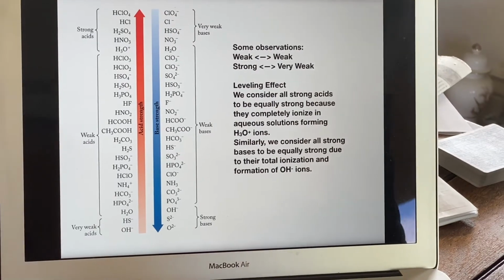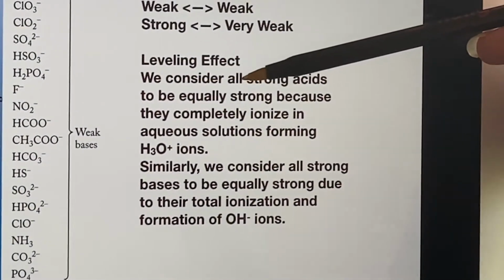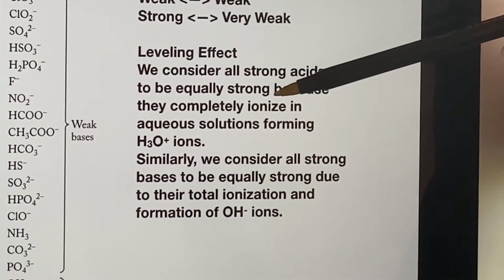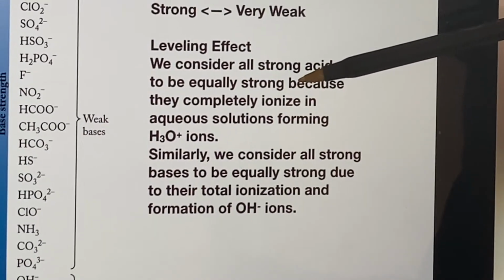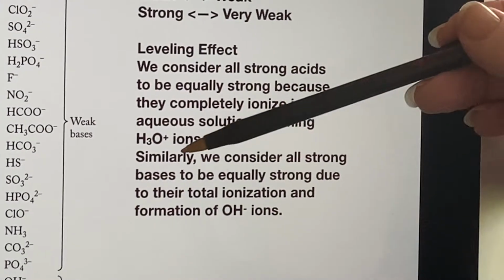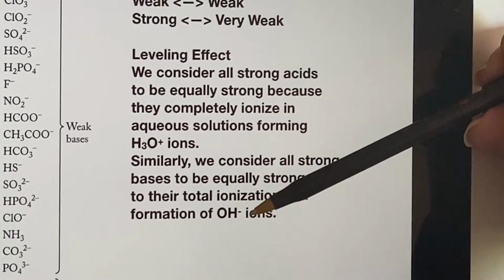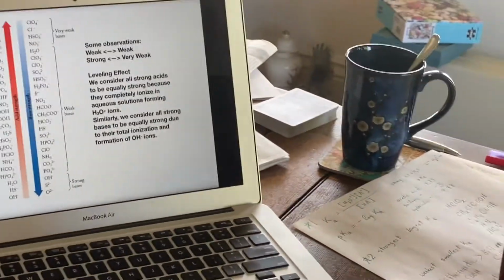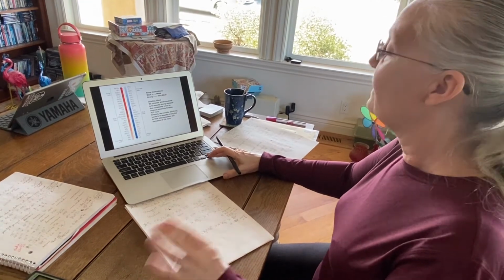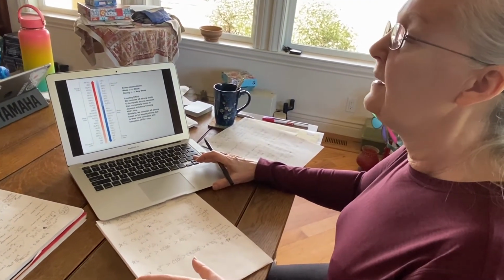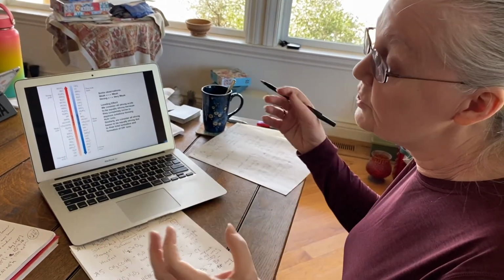What's the leveling effect? We're going to consider all the strong acids to be equally strong because they completely ionize. Okay, so they're going to form just as many H pluses as each other. We consider all strong bases to be equally strong due to total ionization and formation of OH minus ions. Even though I told you they can form twice as many if they're from group 2. It's like we're just going to call them all the same because of the complete dissociation. Instead of them forming an actual equilibrium, they're essentially going to completion.